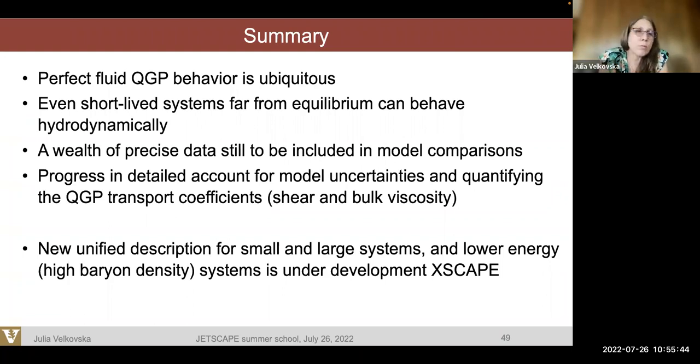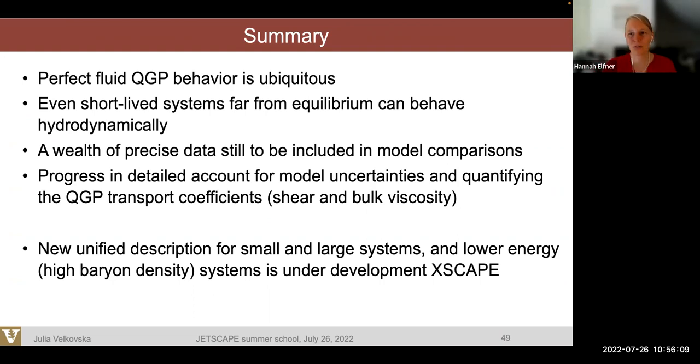And just to advertise the JETSCAPE activities, the collaboration is working on a new unified description for both small and large systems and low energy systems, and including in the future electron-ion collisions. Thank you. I'm ready to take questions.